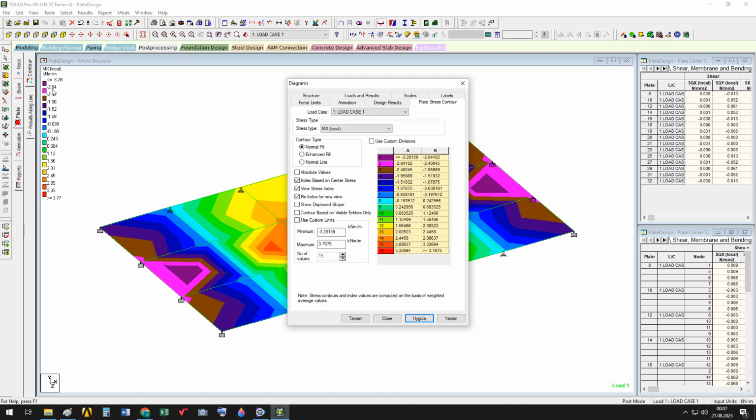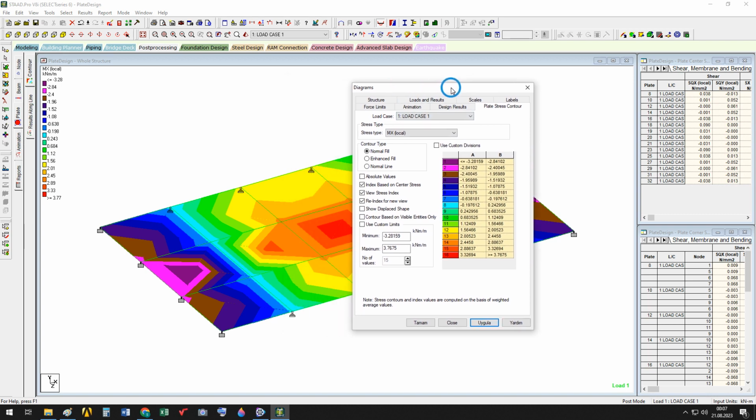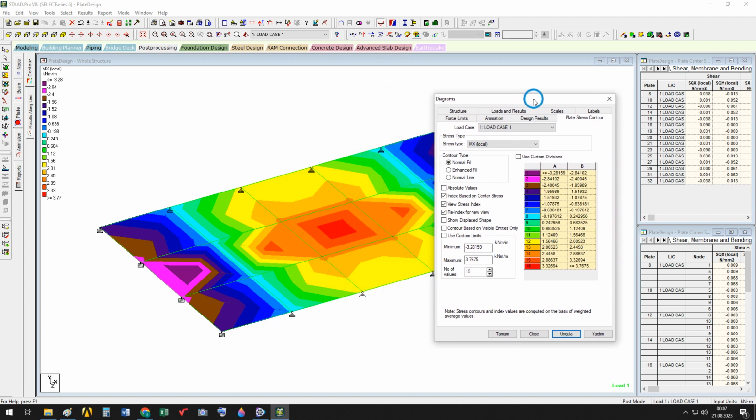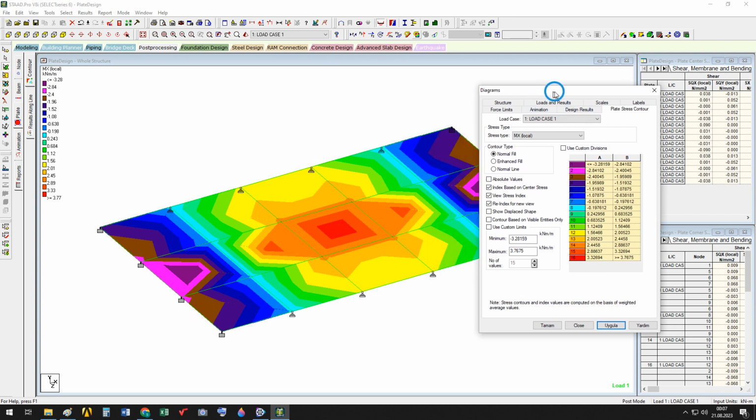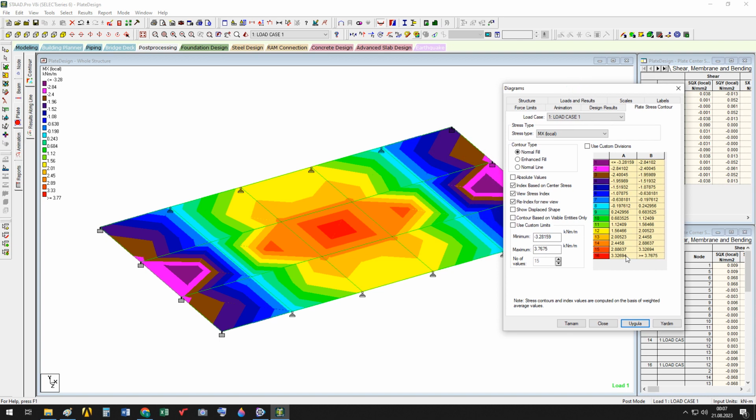This color has the top and bottom limit values. So the maximum negative bending moment develops at those fixed plate edges, and at the span middle we have positive bending moments, as you see here. What's its unit? Kilonewton meter per meter.